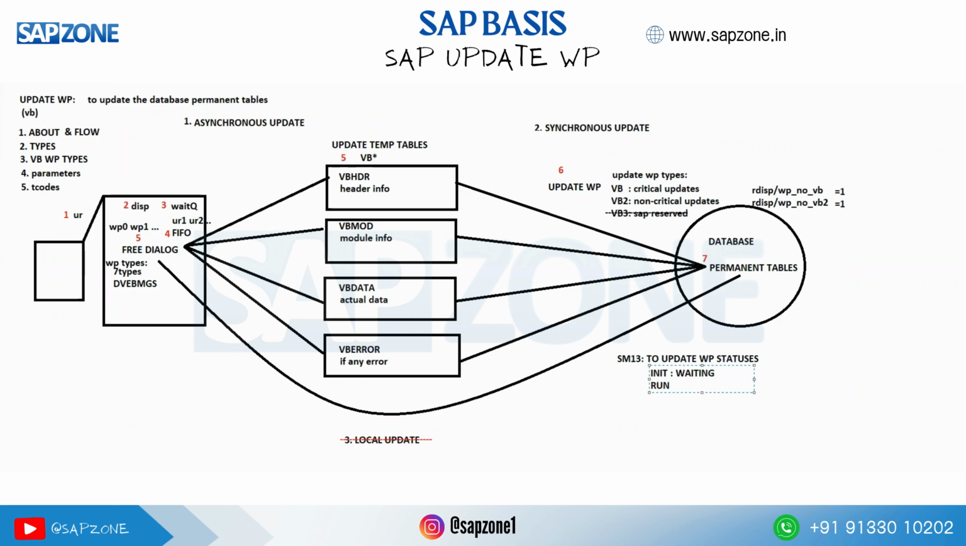RUN is the status running. AUTO is the status where it will automatically restart, auto restart. And ERROR is the status, meaning failed. So these are the statuses we can check in SM13.